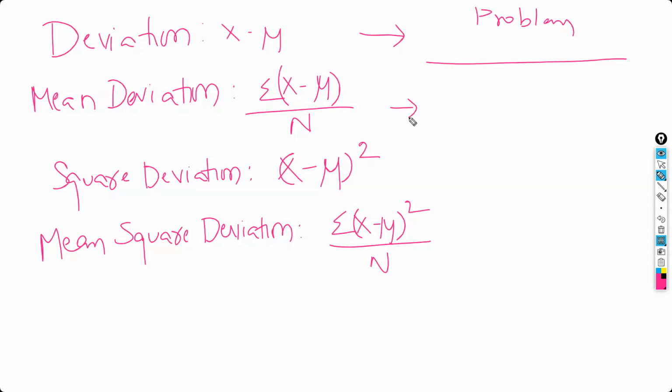Next, come to the mean deviation. For mean deviation, what is the problem? Always the mean deviation value will be 0. Every time it is going to be 0.